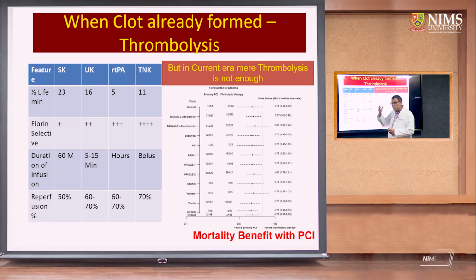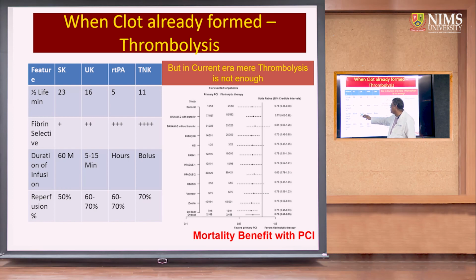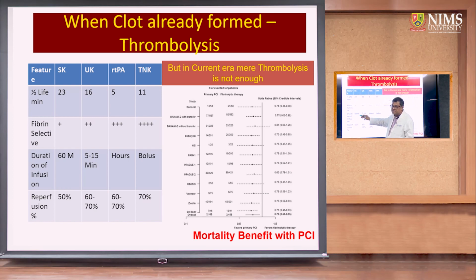So they can cause more hemorrhagic CVAs, etc. But tenecteplase will cause the least because it is most selective, and also you can give it in a bolus form. Just give a bolus and that is it. For streptokinase you have to give for 60 minutes, means 1 hour. So that is the problem. And the best reperfusion achieved is 70%. So the best of thrombolytic therapy will achieve a reperfusion rate of only 70%.